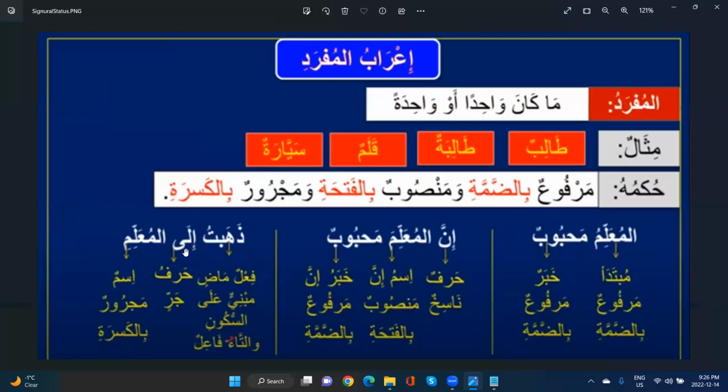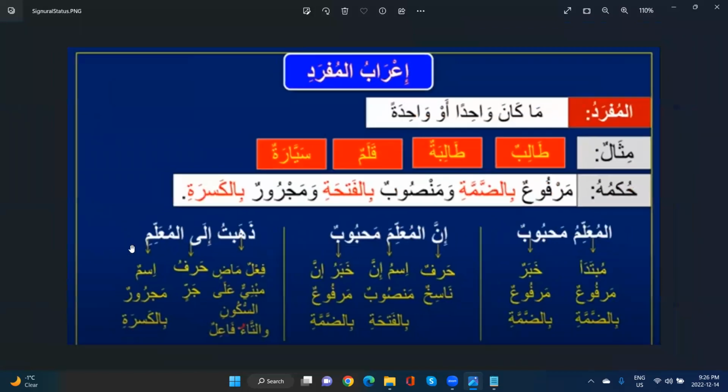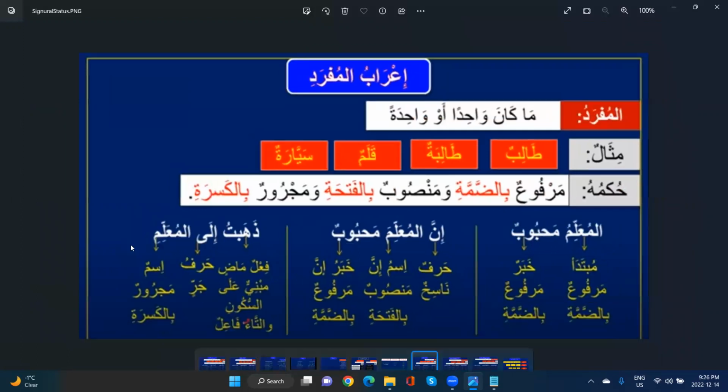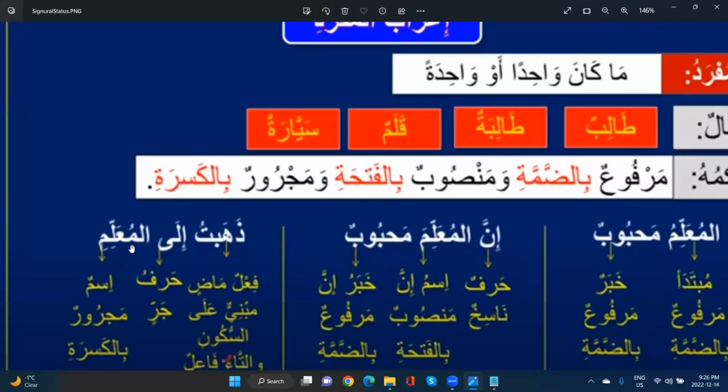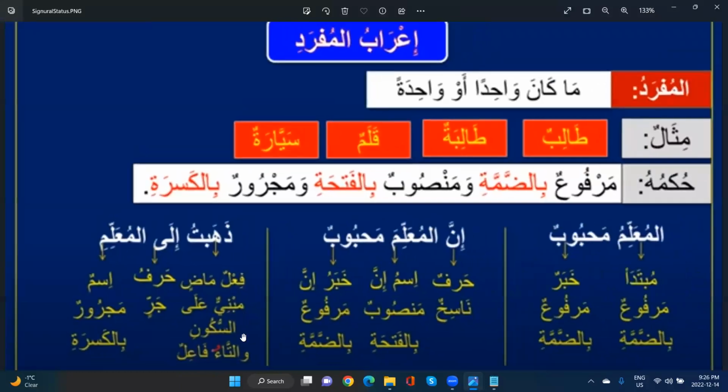Okay. The next sentence, zahabtu ilal muallimi. I went to the teacher. Yes, it's fi'lun madi, right? And over here, how they're explaining it, they're saying fi'lun madi mabniyyun ala sukun wa ta'u fa'ilin. Because over here, this ta with dhamma is the fa'il, meaning anta, or basically I. Zahabtu is I.